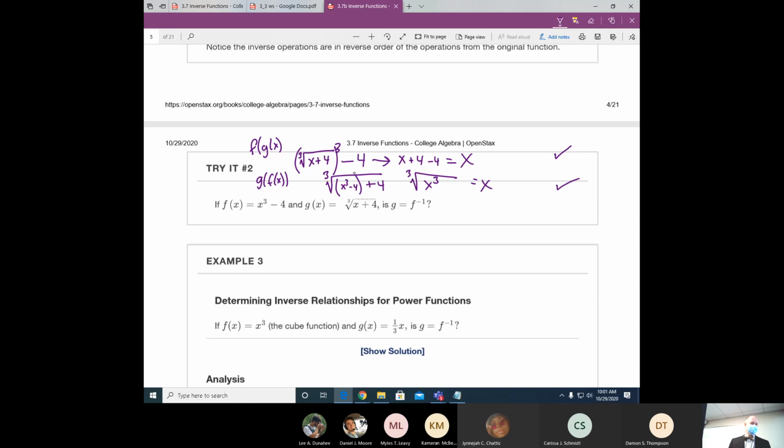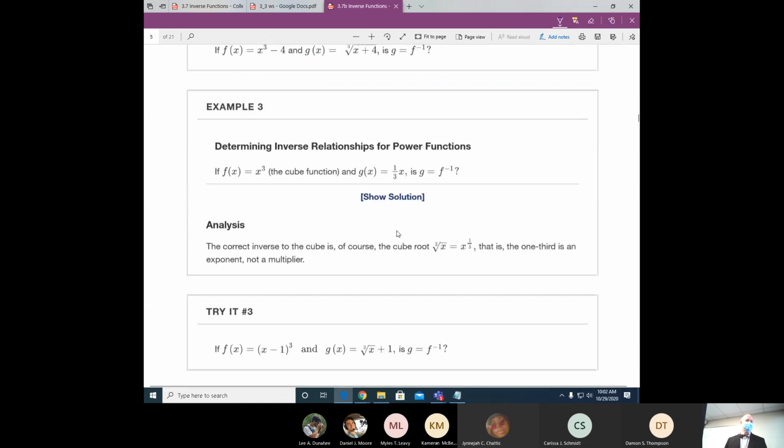And check the domains here. Cube root, nice thing about odd roots, there's only one solution. So it is 1 to 1. So it's valid over all real numbers. There is nothing dividing by 0 to give me any problems in my domain. How about this one? I take 1/3 of any number. Well, the inverse of taking 1/3 of a number should be multiplying that number by 3. So I'm pretty sure this is not the inverse.